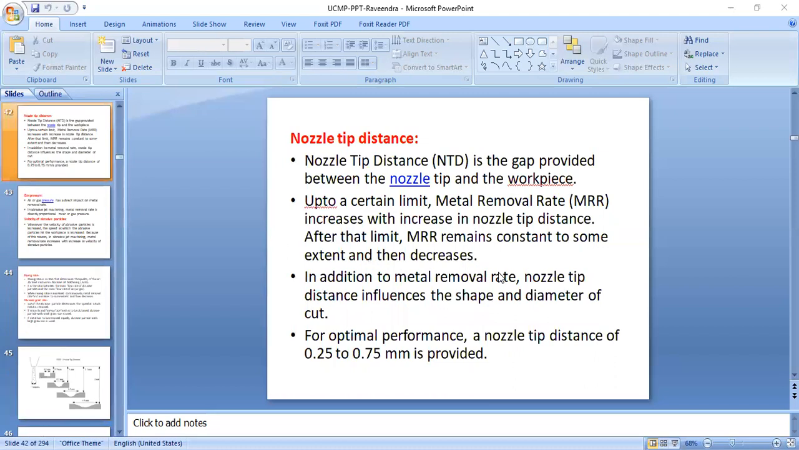Nozzle tip distance. Nozzle tip distance is the gap provided between the nozzle tip and the workpiece. Up to a certain limit, metal removal rate increases with increase in nozzle tip distance. Thereafter, after a certain limit, MRR remains constant to some extent and then decreases. In addition to metal removal rate, nozzle tip distance influences the shape and the diameter of the cut. For optimum performance, a nozzle tip distance of 0.025 to 0.75 mm is provided.